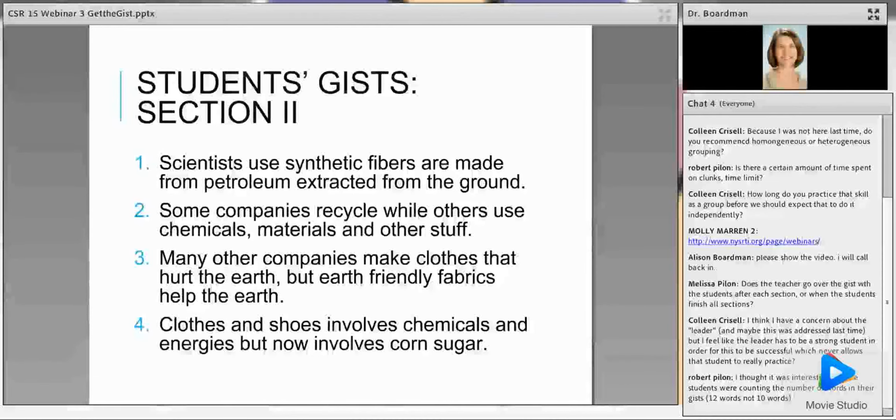It's not a bad gist. And number 1 is not a great gist because it's focused on just one detail.